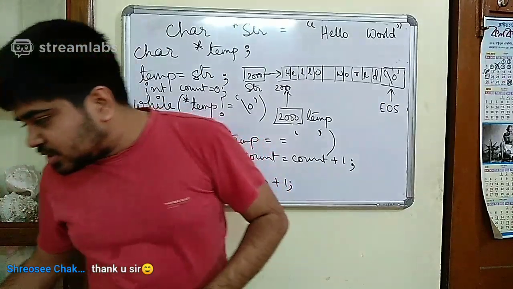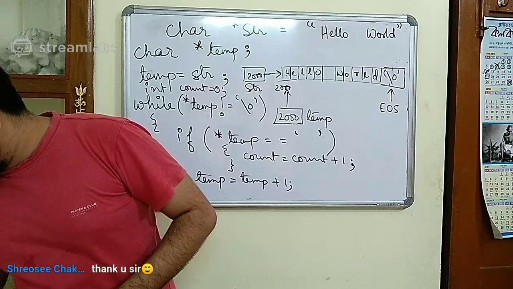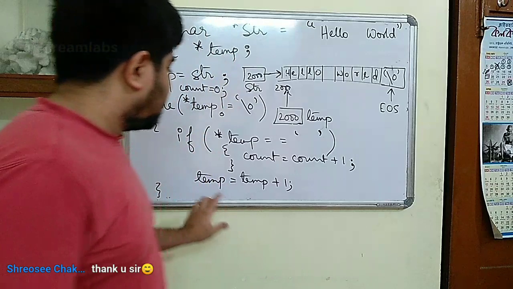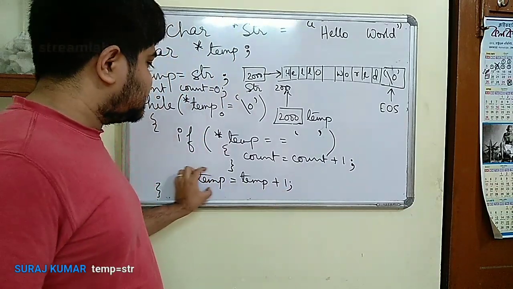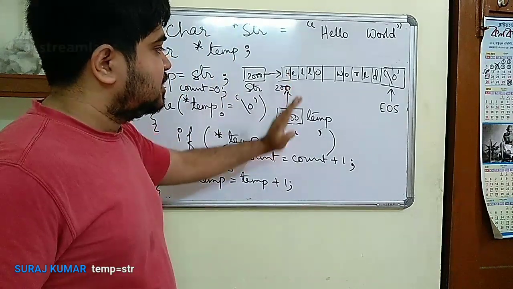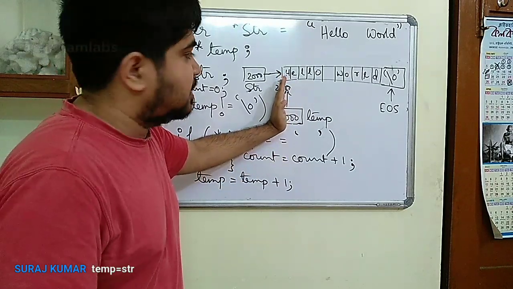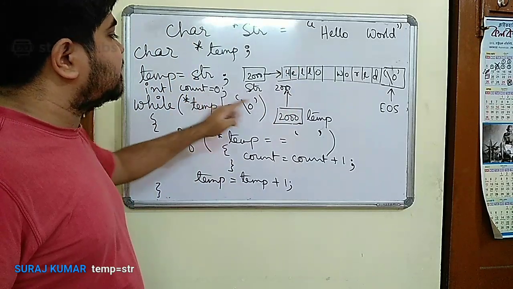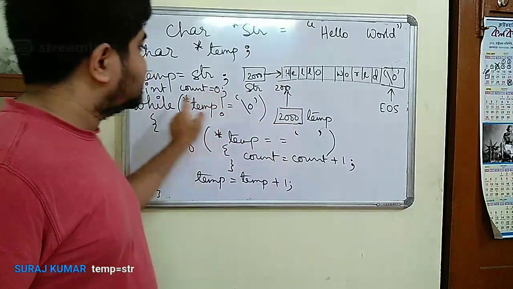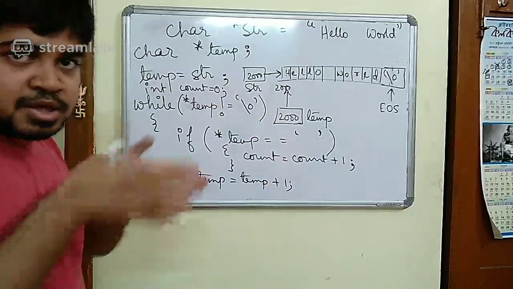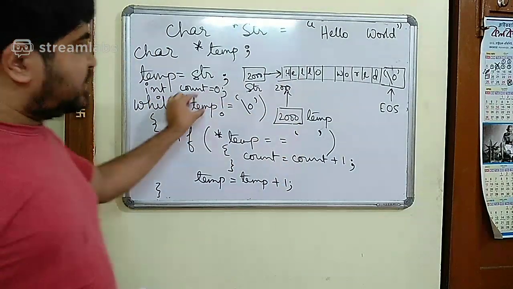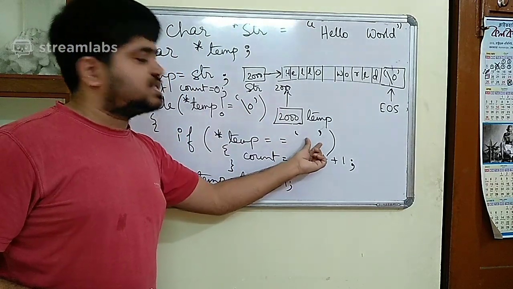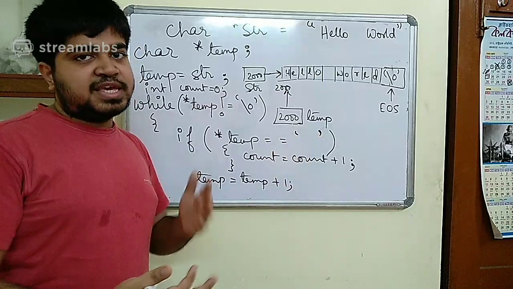Just let me check once if there is any problem. Str is equal to str plus 1 or temp is equal to temp plus 1. This is very useful, because temp is 2000, and 2000 plus 1 is 2001. So I need to go here and check the content. How am I checking the content? Star of temp. Temp is 2001. Star of temp will go into the very location's content, right? And we can check the very content, whether it's slash 0, whether it's space. All this can be checked, right?